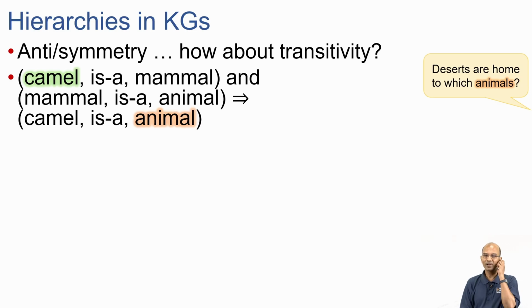So if camel is a mammal and mammal is an animal, then camel is an animal. And this might be useful if you are asking a query like "deserts are home to which animals." The word animal may not even appear in an answer document. The document might just say that camels are called the sheep of the desert because they are used for transportation and food, right? And you know that that passage answers this question only if you know that camel is an animal from a knowledge graph.